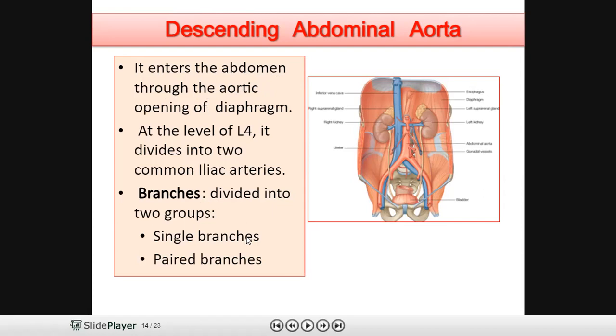So what are the single branches and the paired branches of the abdominal aorta? Remember that the abdomen has a lot of organs. You have your kidney, your liver, your spleen, your stomach, your intestine. All of them will be supplied by branches of this abdominal aorta. So let's go see the branches.